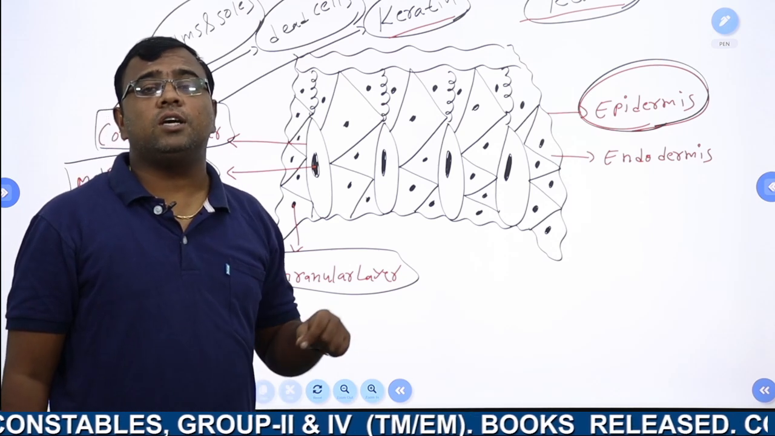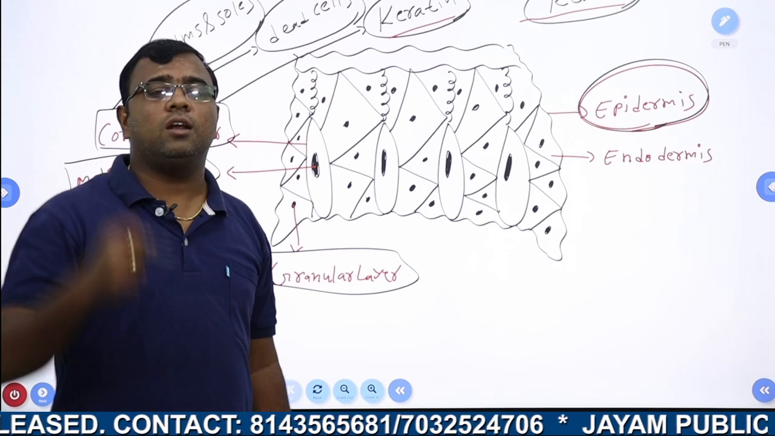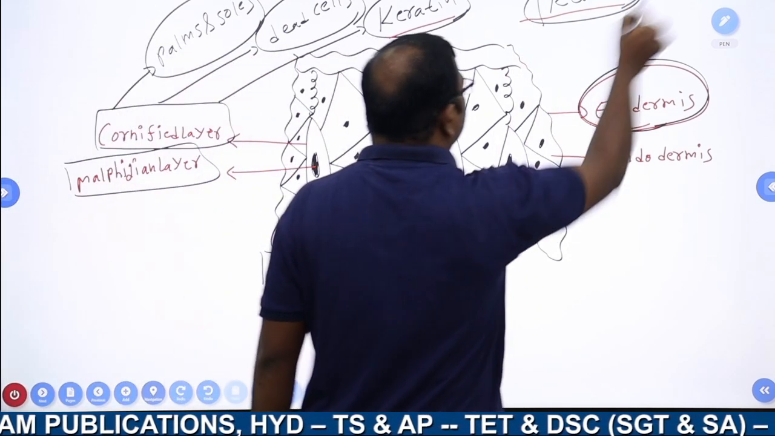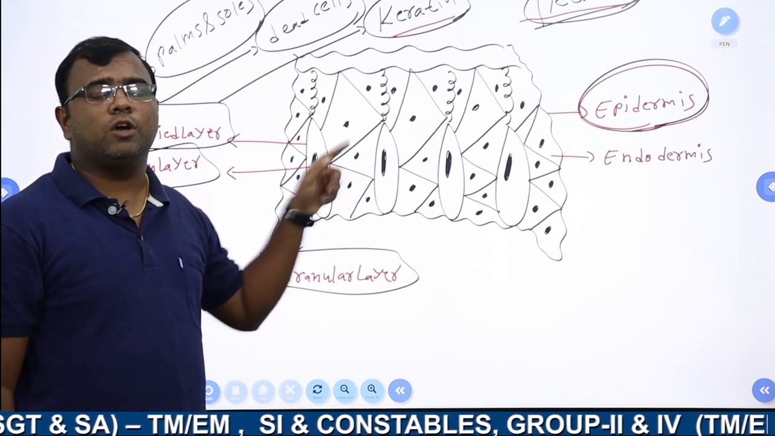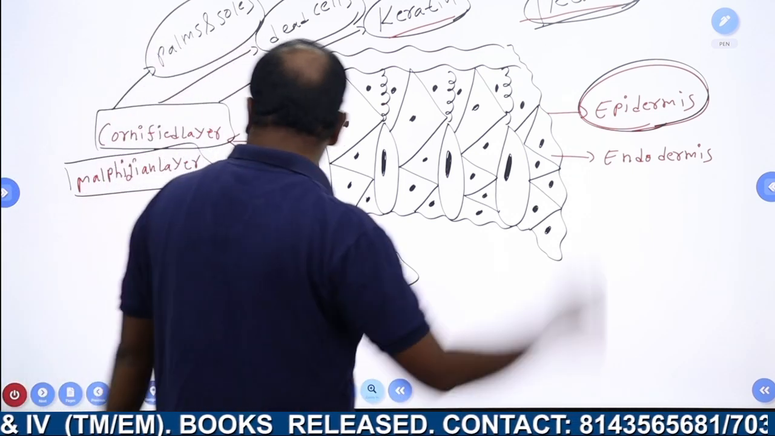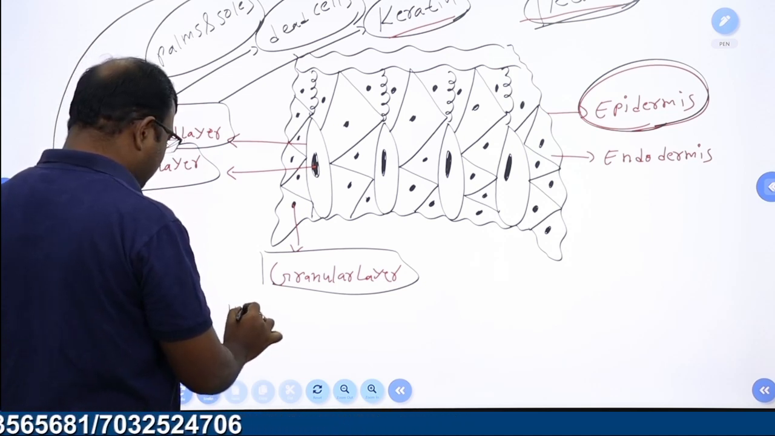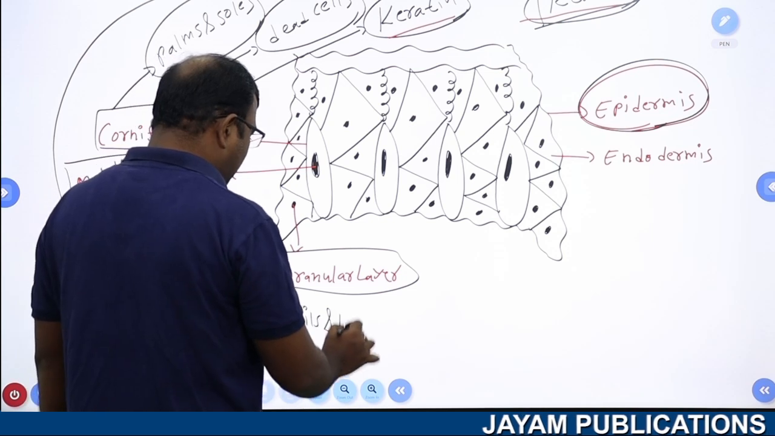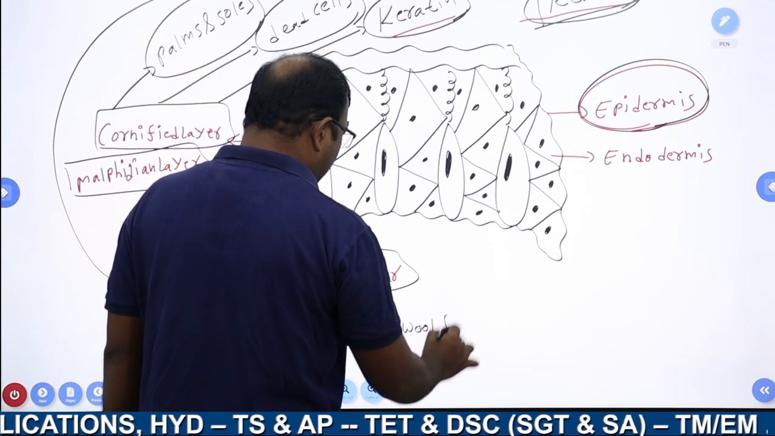The keratin protein is present in carrot. The carrot looks like which color? Orange color. The carrot is orange because of the presence of which protein? Keratin. The keratin protein is present in hairs, nails, horns, wool, and hooves.